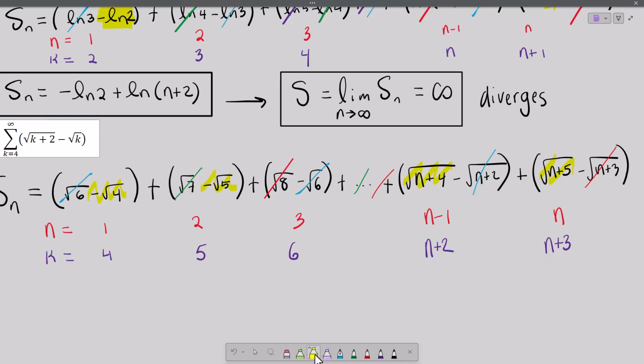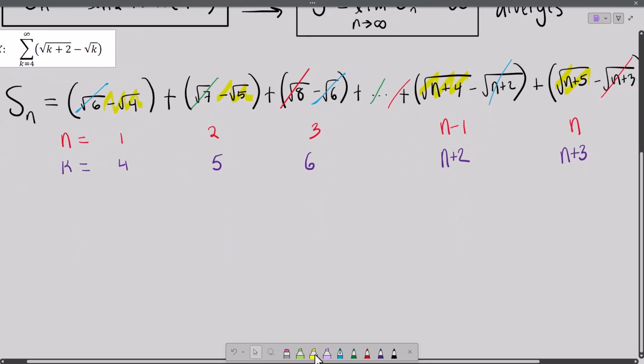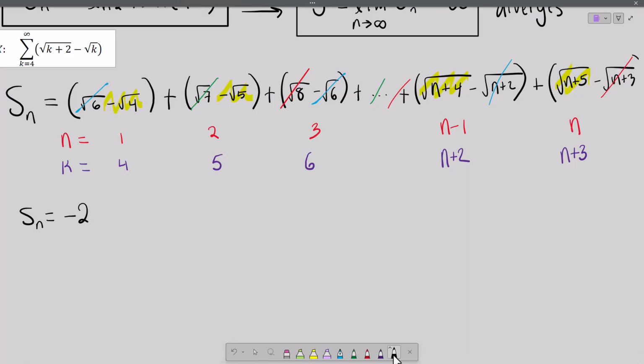And so that gives us a nice formula for S sub n. So S sub n will equal, from the front, we have minus 2, square root of 4 is 2, minus root 5. Then we come down here, we have plus square root of n plus 4, and plus square root of n plus 5. So that is our S sub n.